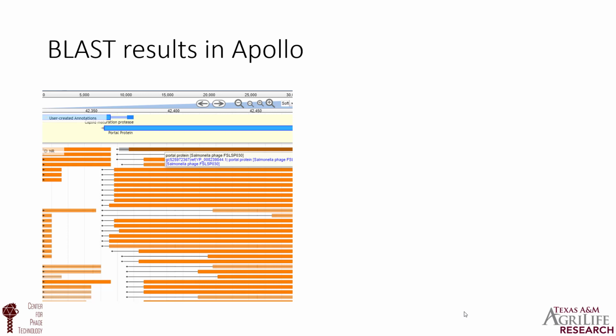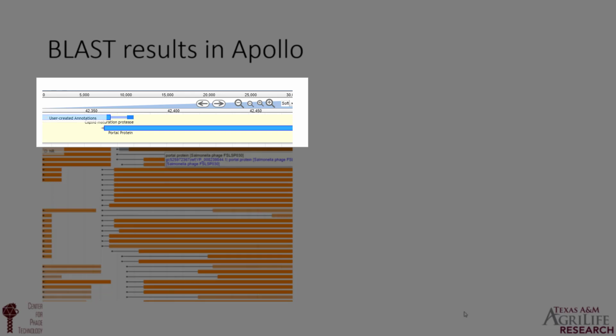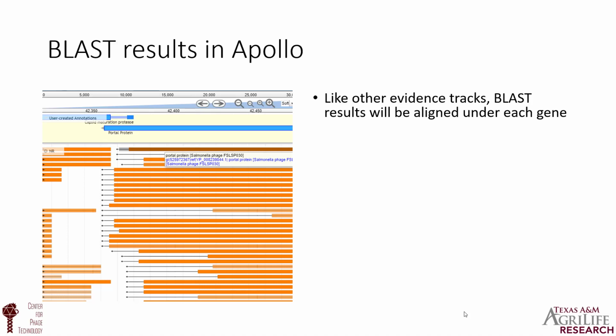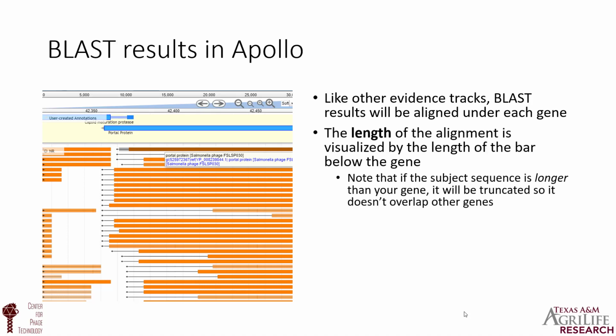This is an example of BLAST results in Apollo. The user annotation is in the yellow user-created annotation track at the top. In this case, we have the BLAST NR results in orange below it. Like other evidence tracks, BLAST results will be mapped back to the phage genome and aligned under each gene. The length of that alignment is visualized by the length of the bar below the gene. If the subject sequences are longer than your gene, they will be truncated so they don't overlap with other genes and distort the display. However, if the alignment is shorter, they'll be truncated appropriately.